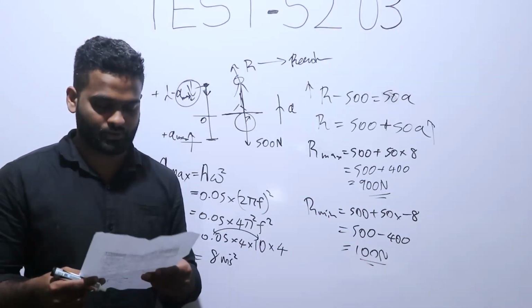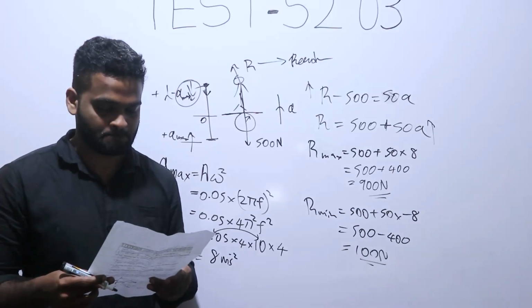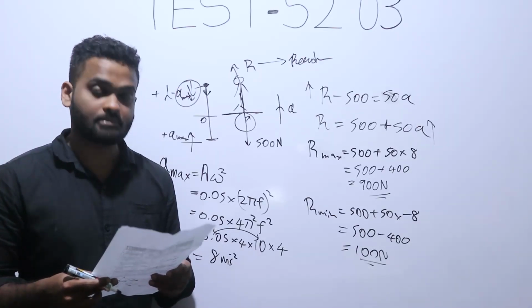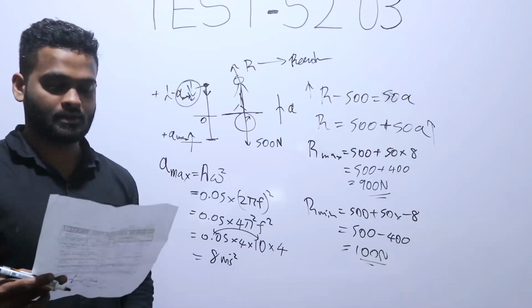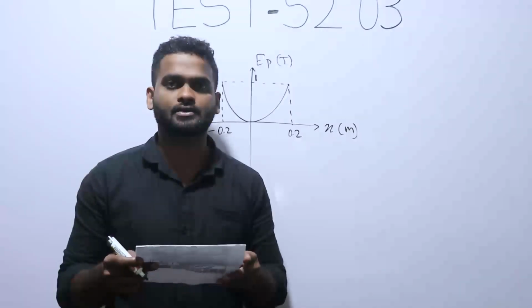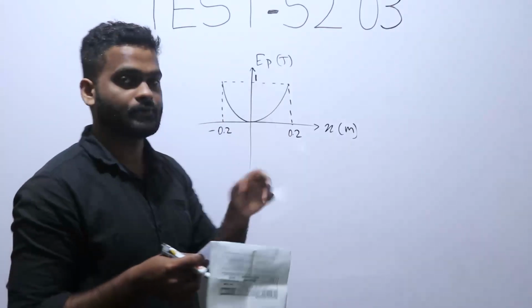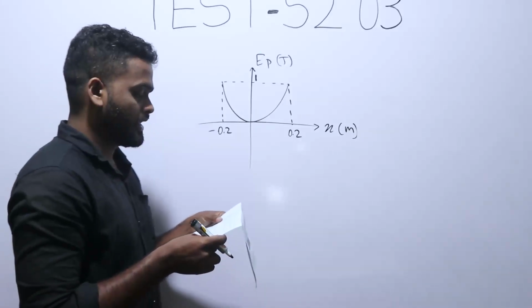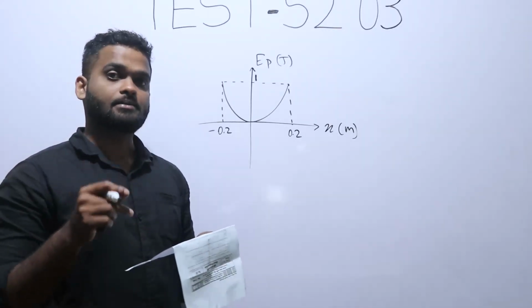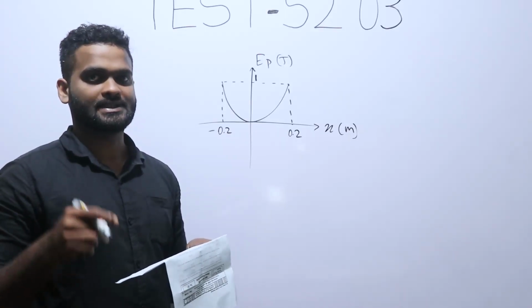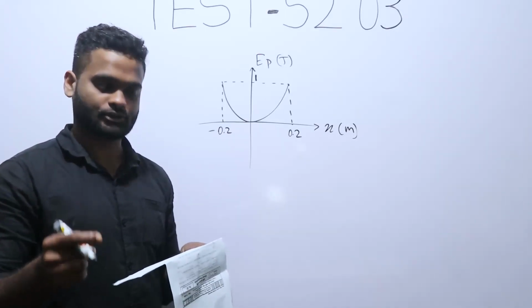So the answer for that question should be the maximum and minimum, the fifth option for the sixth question. Seventh question: a 4 kilogram mass in simple harmonic motion has a variation of potential energy EP with displacement as shown below. This is the graph for that motion. What they ask is the time period in seconds.